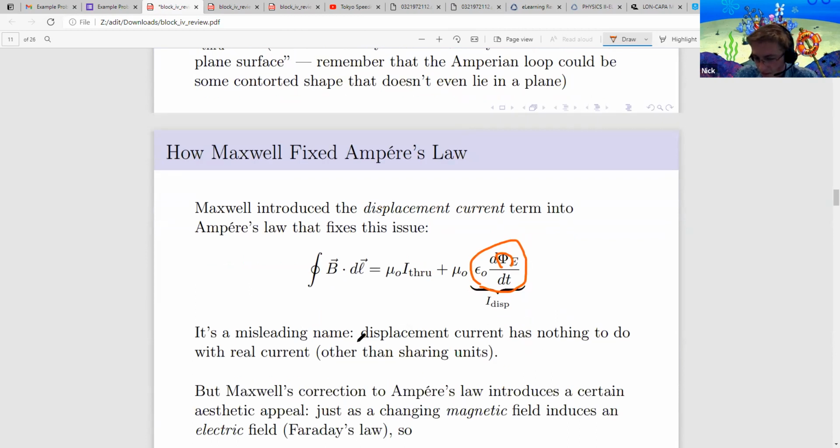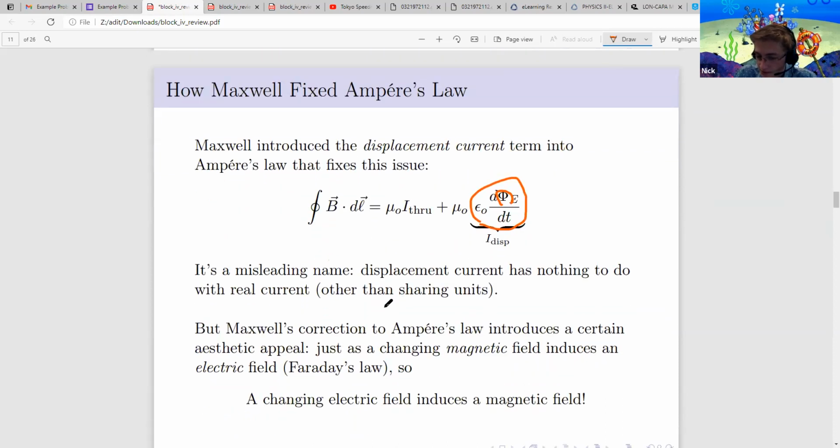And it's a misleading name, because displacement current really doesn't have too much to do with current, other than the fact that it shares units, because it's really nothing about moving charges. That's what current is. It's just the movement of charges. Displacement current is just a way of fixing Ampere's law.